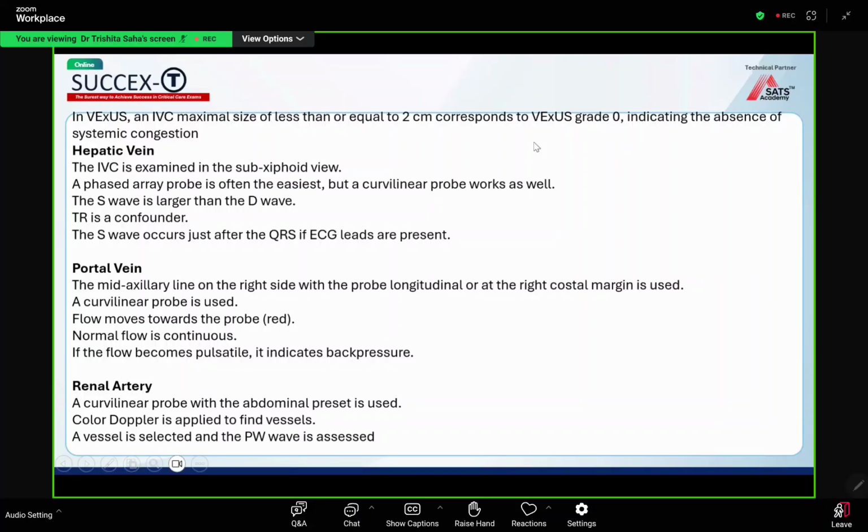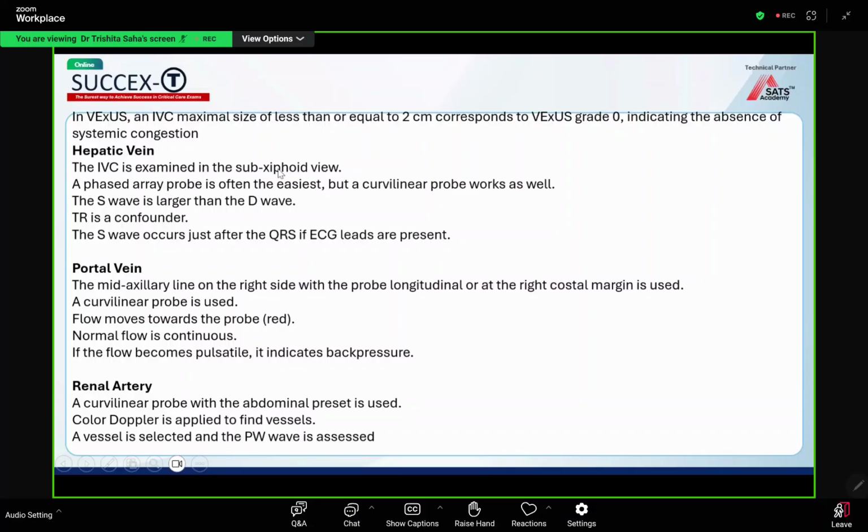But nowadays studies are going on in other populations also, on whether we can proceed even if the IVC in our Indian population is less than 2. If it is more than 1.7 to 1.8, you can very well proceed with the next steps of VExUS, because there are conditions where you might find congestion. This is for the practical purpose I am telling, but for theory, you write less than or equal to 2 corresponds to VExUS grade 0. In practicality, I generally proceed even if it is less than 2. So for hepatic, the hepatic vein should be examined.